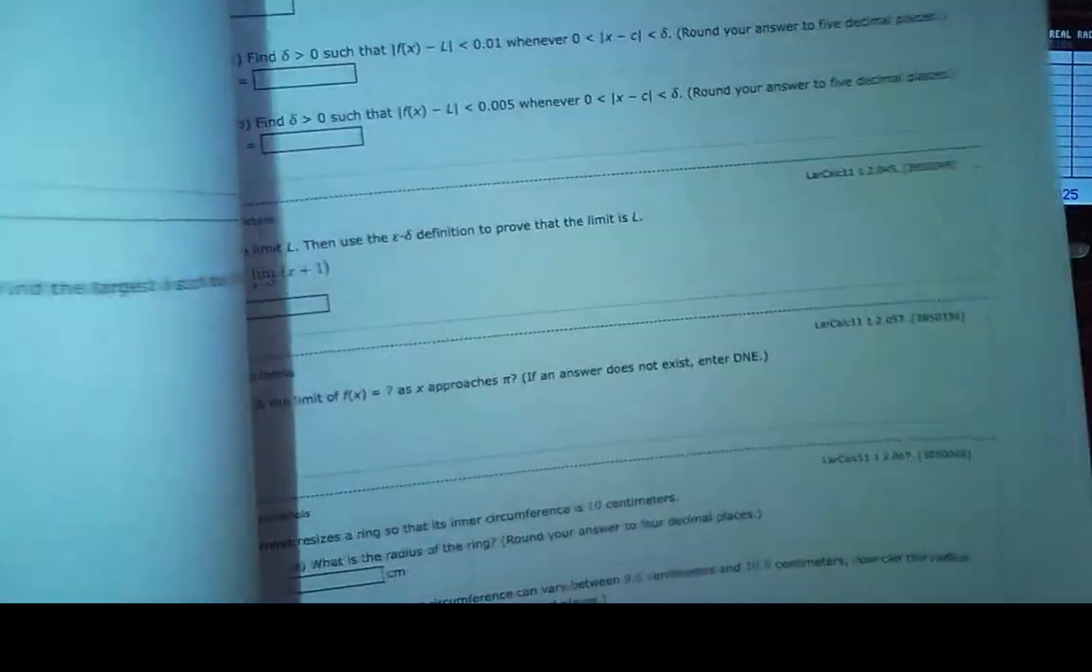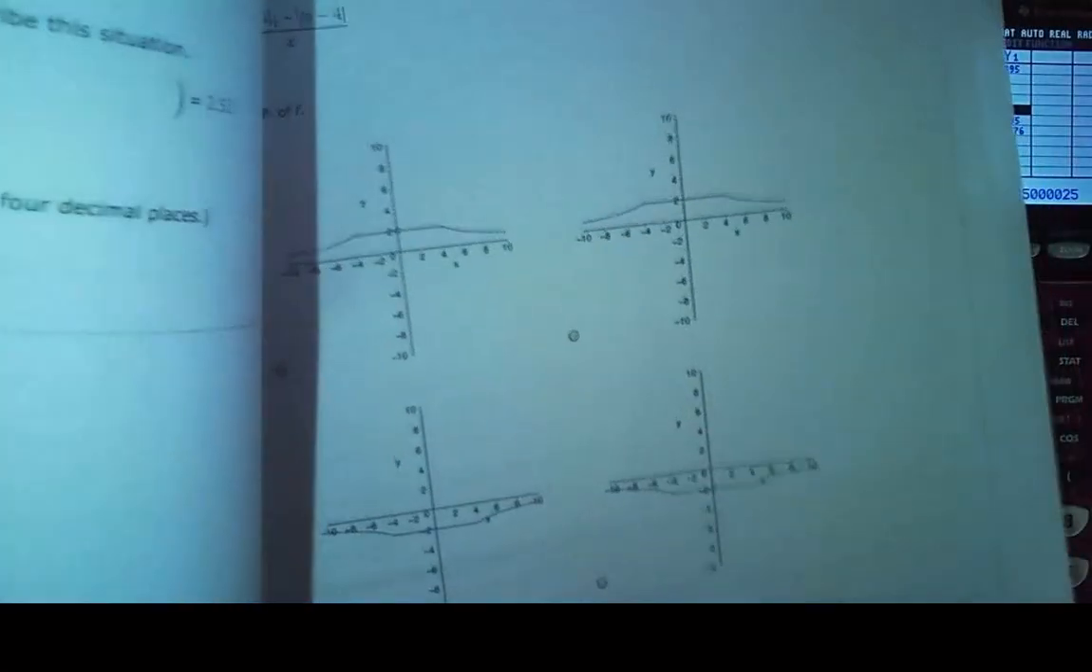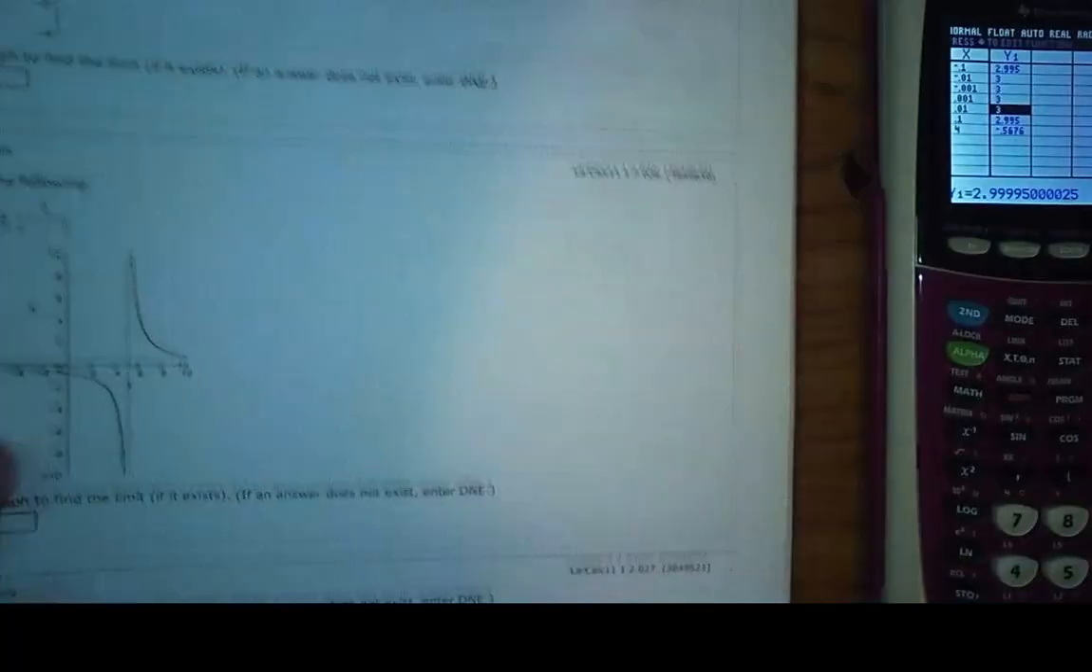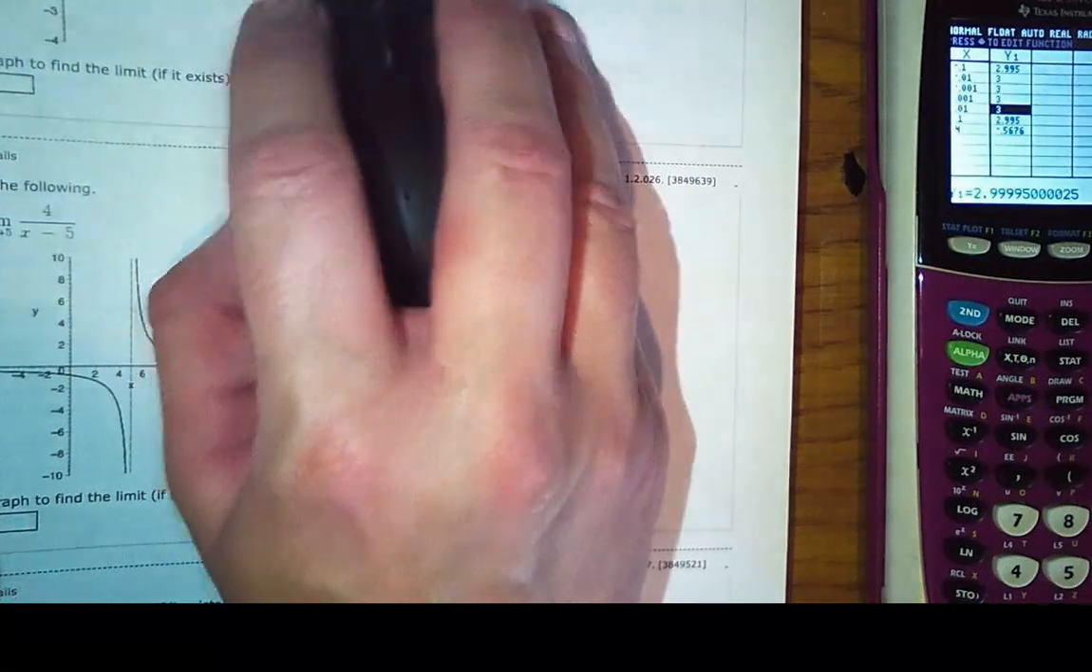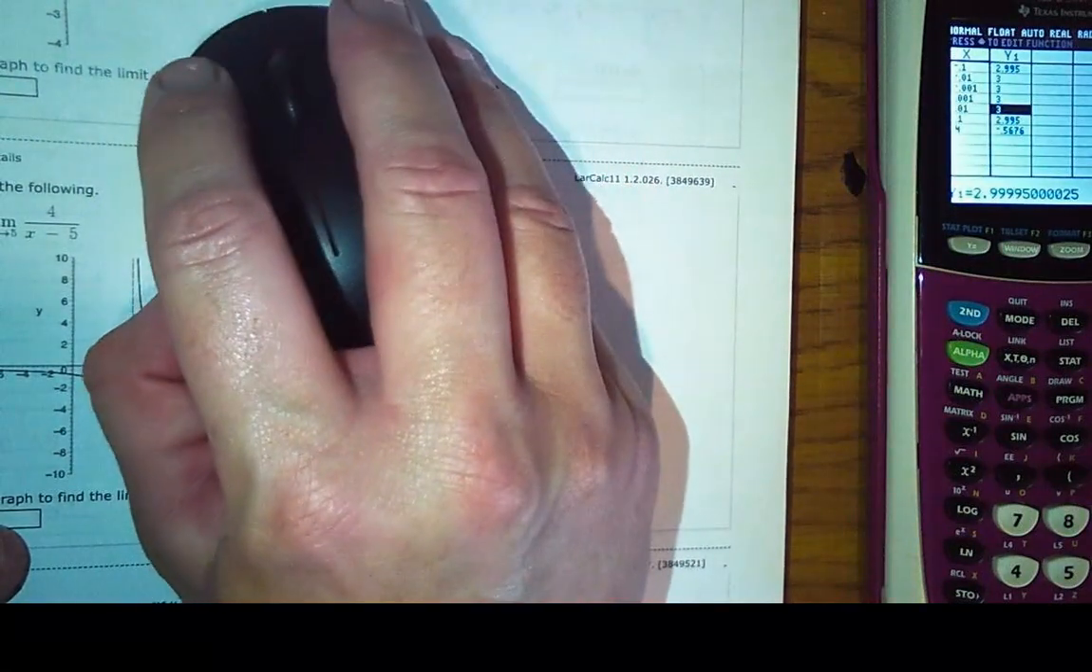All right, so what we're going to do is I'm going to make another video about using the graphs, and then we're going to do some epsilon delta proofs in the last video, which are the fun ones. All right, so that is that video, so you can get started at least.